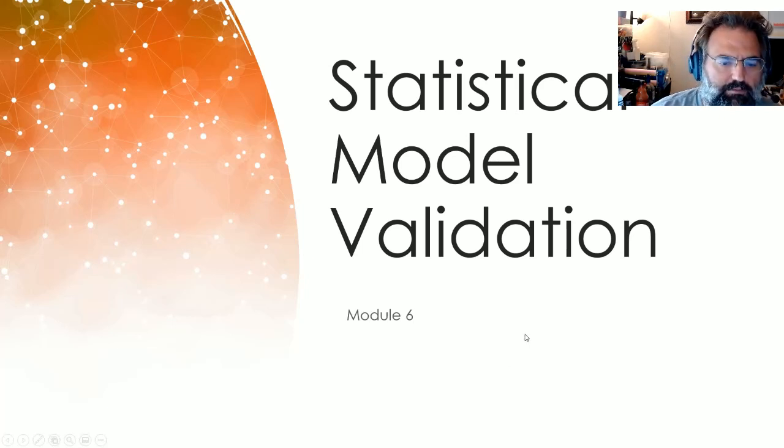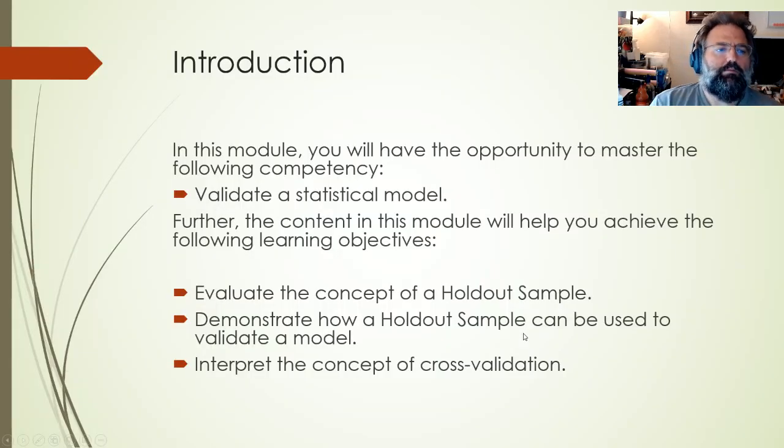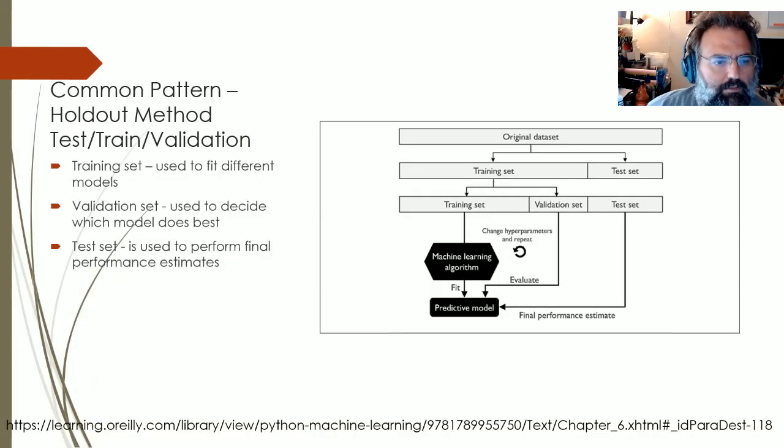So jumping straight in, what's Module 6 about? It's around validating a statistical model. This is probably something you've talked about and heard about in other courses. Hopefully it's a review. If it's not, well, it's a good time to learn. So we'll basically talk about the concept of holdout sampling, and then we'll talk a little bit about cross-validation and k-folds.